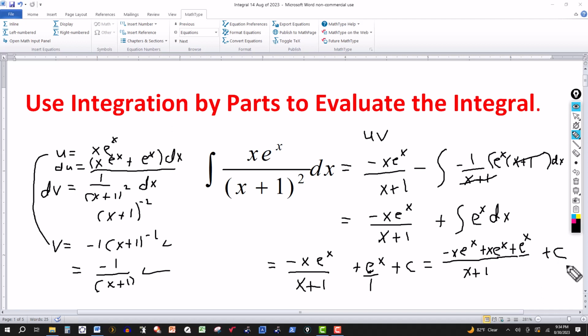Got the constant of integration there. And then we just combine terms here. Minus x e to the x and x e to the x, those cancel out. So I'm left with e to the x over x plus 1. So these cancel out. And I'm simply left then with e to the x over x plus 1 plus the constant of integration.